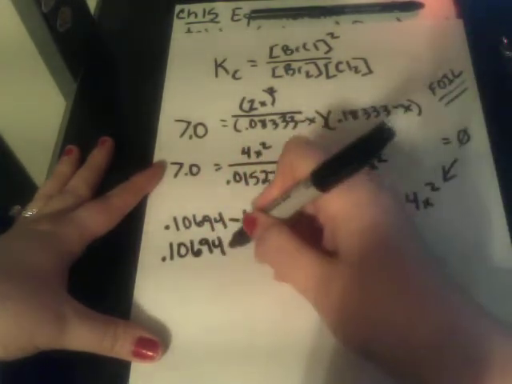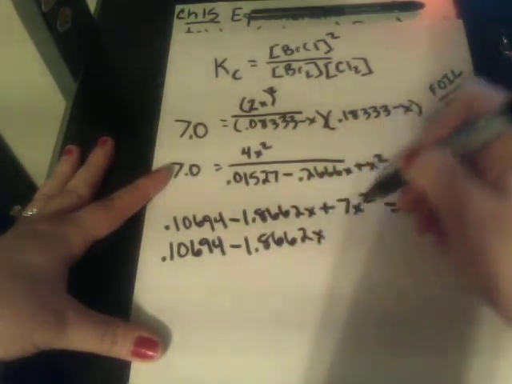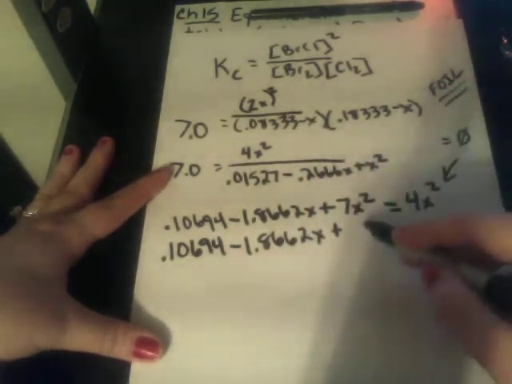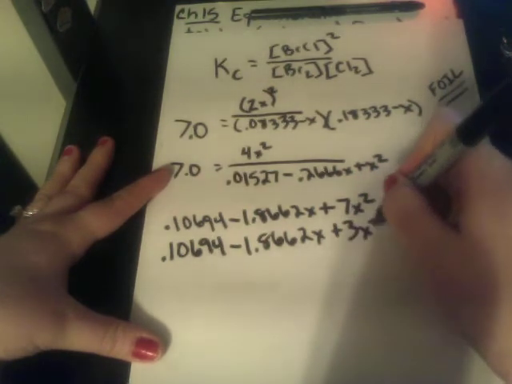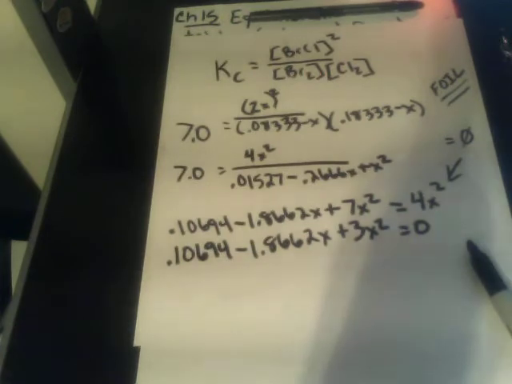0.10694 minus 1.8662x plus 3x squared equals 0. Now we can plug this into a quadratic formula.